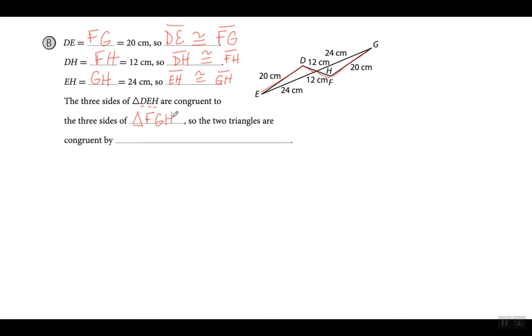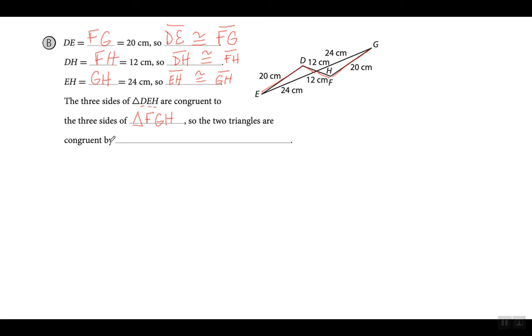Okay, tienen que tener cuidado de poner la orden de las letras de los triángulos en la orden correcta. Así que el triángulo DEH está yendo primero el lado de 20 centímetros y después el lado de 24 centímetros. Así que en el otro triángulo sería el lado FG primero y después GH. Así que FGH para seguir el mismo patrón en el otro triángulo.